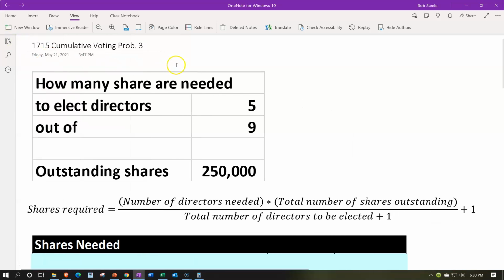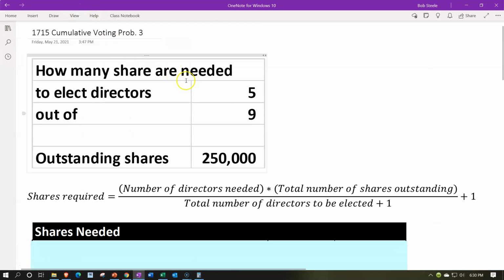Closing the icon. Information up top. We're going through the calculations down below. This is the third problem for cumulative voting, so we're going to go a little bit faster. If you want a more simplified problem, take a look at problem number 1. This will be another scenario that we can take a look at. The scenario being, how many shares are needed to elect directors? We want 5 directors out of 9.